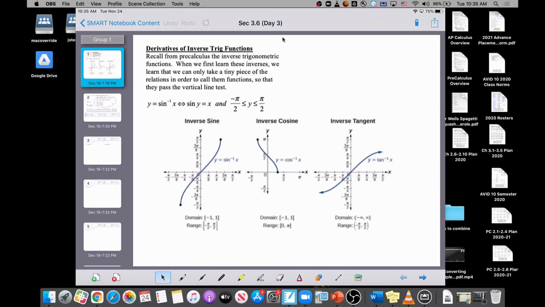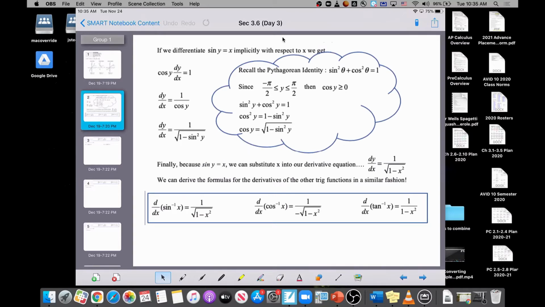So that small piece of inverse sine, for example, is the part of the relation that lives between negative pi over 2 and positive pi over 2. Inverse cosine is between 0 and pi, and inverse tangent is between negative pi over 2 and positive pi over 2, but on that one, not including the endpoints because we have asymptotes on those, right? These pictures are just a review of what those looked like when we learned about them in pre-calc. And so now we're thinking about calculus, and we're thinking about derivatives of inverse sines.